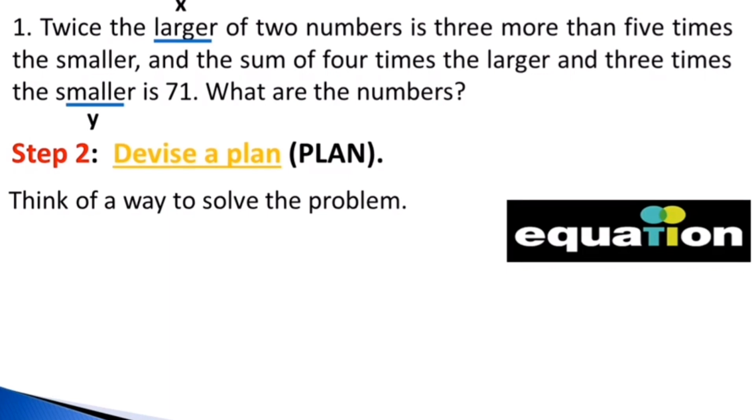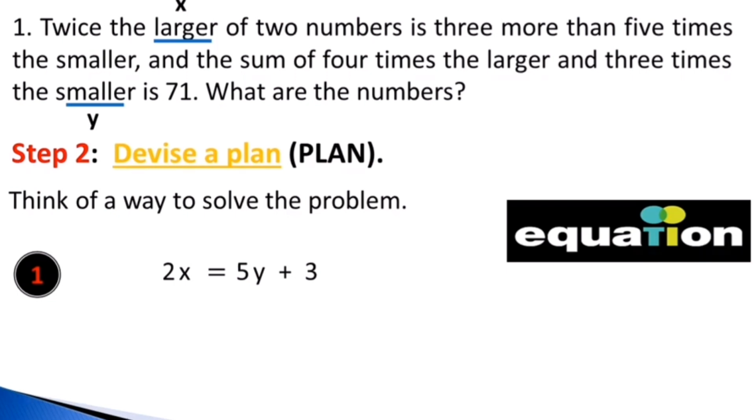When we say twice, it means 2 times. So twice the larger of two numbers is, meaning equals, 3 more than 5 times the smaller. So 5 times the smaller, then more than means plus. So we're able to create the first equation: twice the larger of two numbers is equal to 3 more than 5 times the smaller.